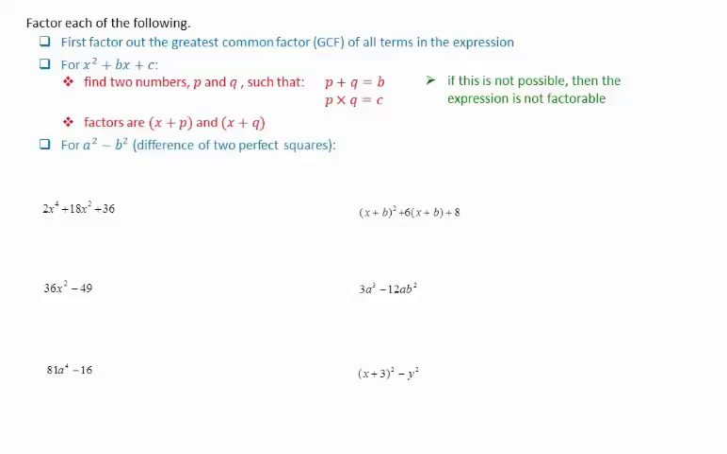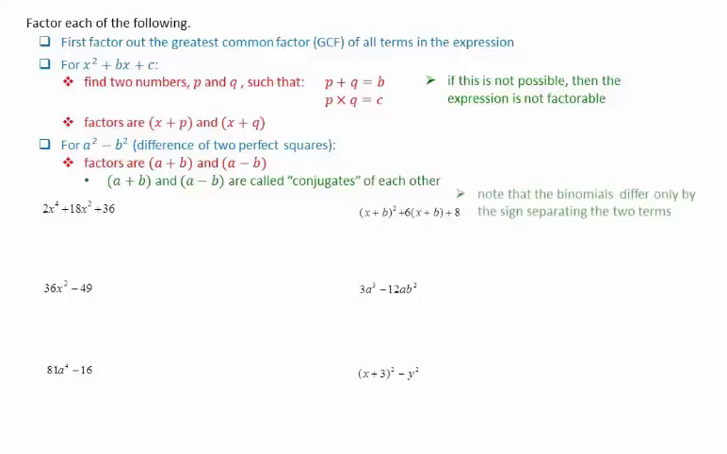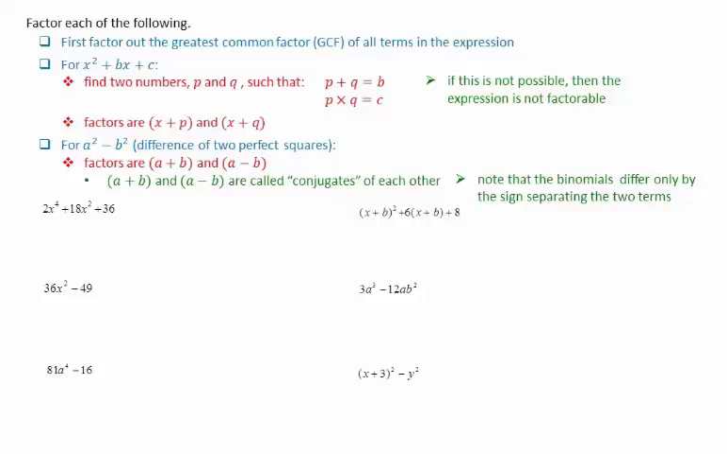For an expression of the form a squared minus b squared, difference of two perfect squares, the factors will always be a plus b and a minus b. The a plus b and a minus b are called conjugates of each other. Note that the binomials differ only by the sign separating the two terms.